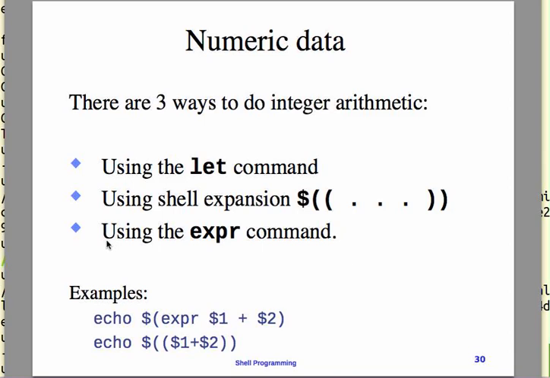Probably the most versatile way is to use the expr command, and you can actually check the man page for expr. So you can say man expr. You should see a whole bunch of information about this command. Okay, so what are we doing here? We're just trying to do things like add, subtract, multiply, divide, those kinds of things. That is integer arithmetic.